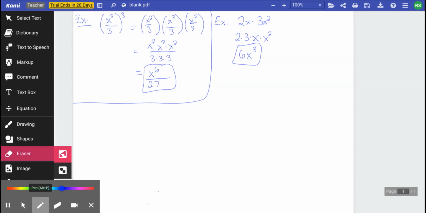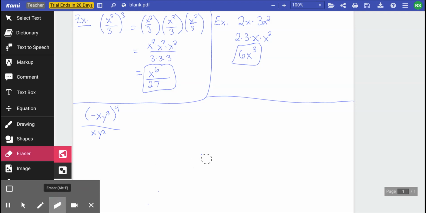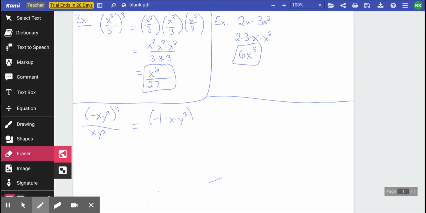Okay. Last example we're going to look at on this slide is negative xy cubed all to the 4th over xy squared. So this is now when we're starting to combine properties of exponents into a single problem. So first, what's that negative doing inside the parentheses? Well, that really means there's a negative 1 times x times y cubed to the 4th.